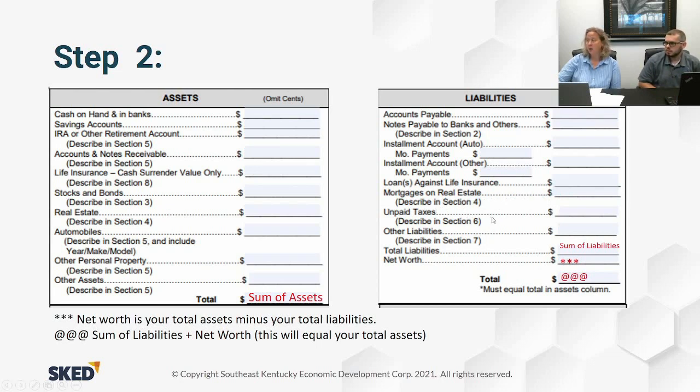Unpaid taxes. So if you've gotten behind on taxes and the IRS has set you up, or the Department of Revenue has set you up on a payment plan, that would go here. Other liabilities, so these are things that we've not covered in any other section. You can put that there, and then you're going to add up your total liabilities. So that's just the sum of the numbers above it.